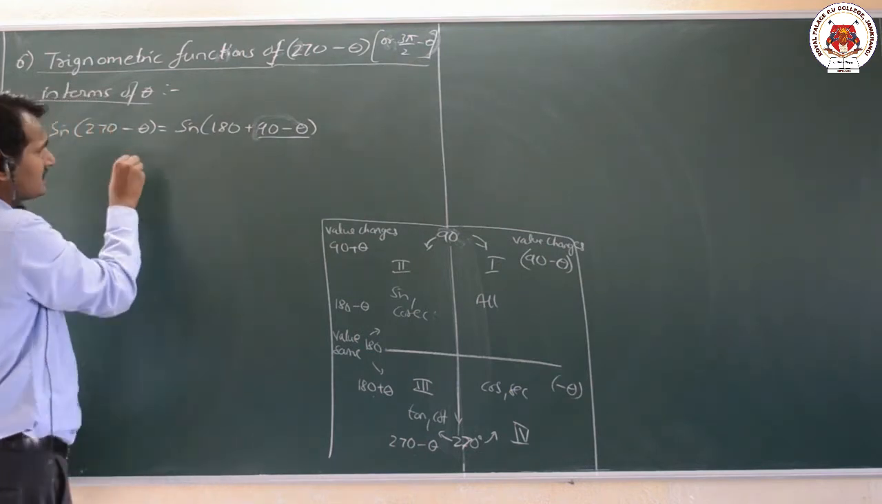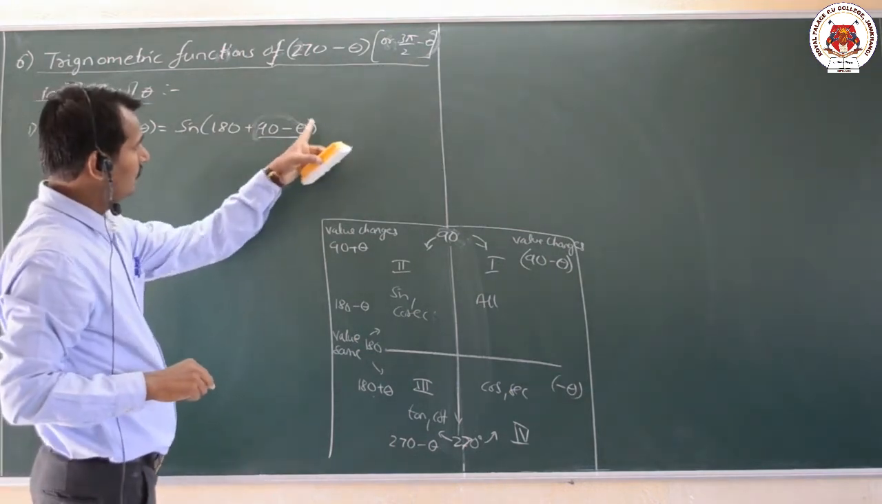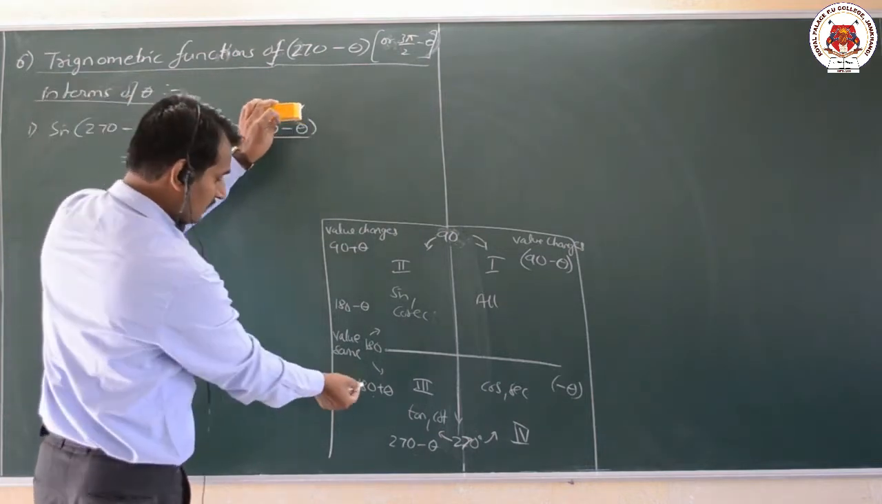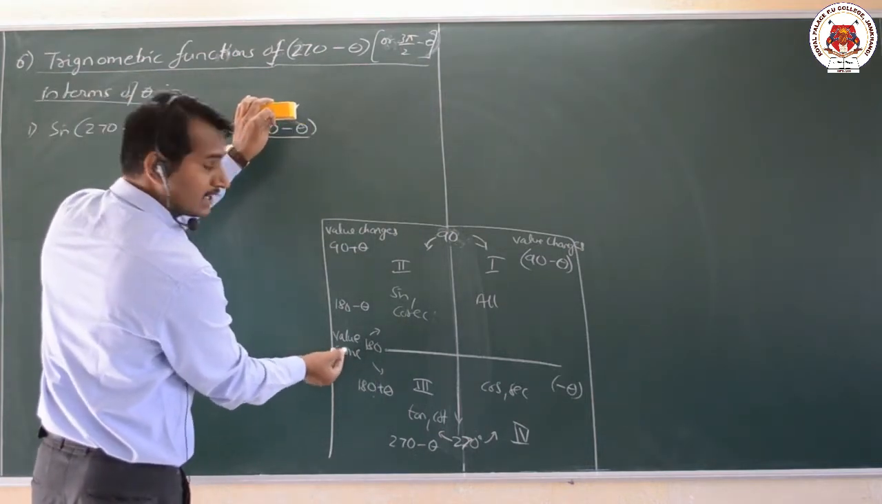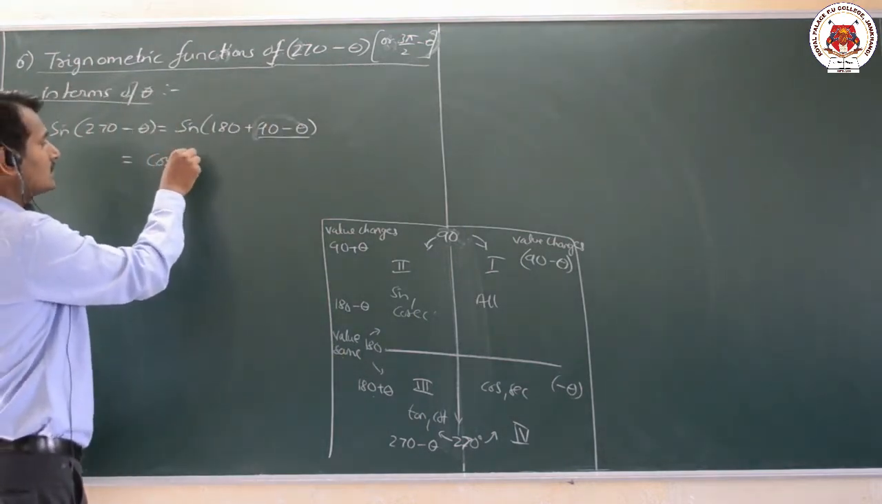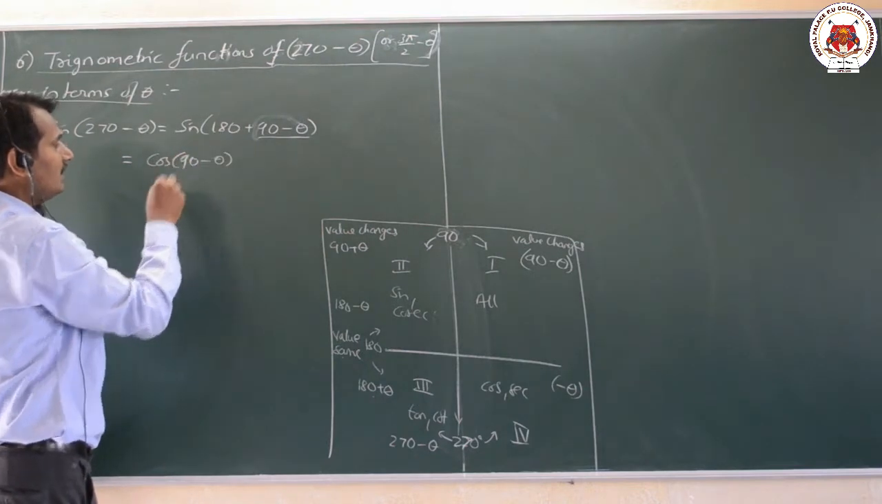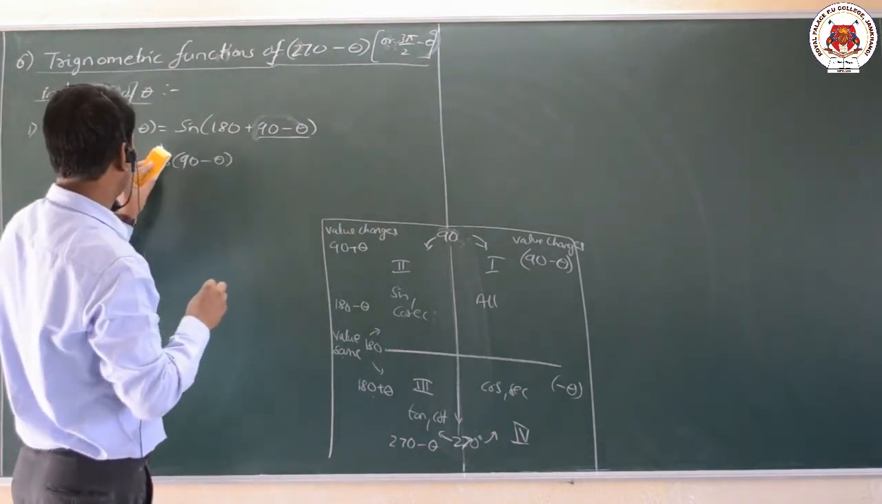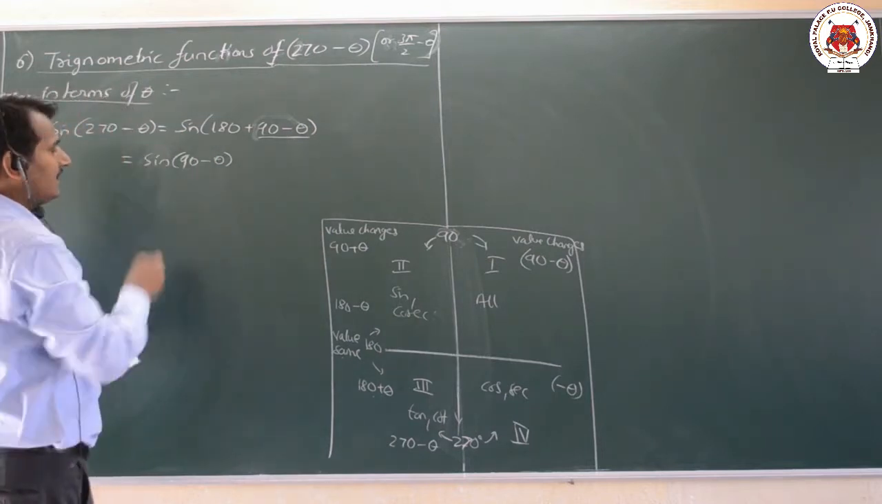Sine of 180 plus theta: this whole term I will take as theta. Then 180 plus theta, the value remains the same, so that is nothing but cos of 90 minus theta I will have. Cos of 90 minus theta. Value remains same, and sine becomes sine only.